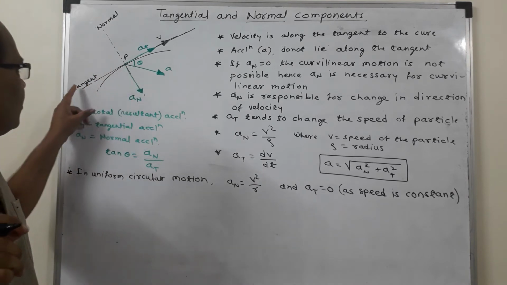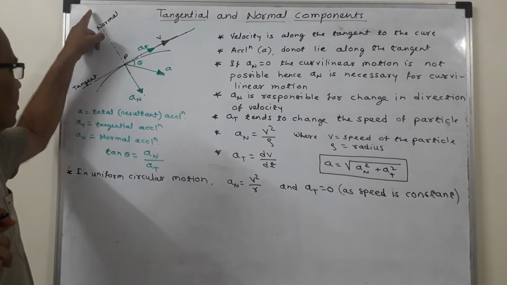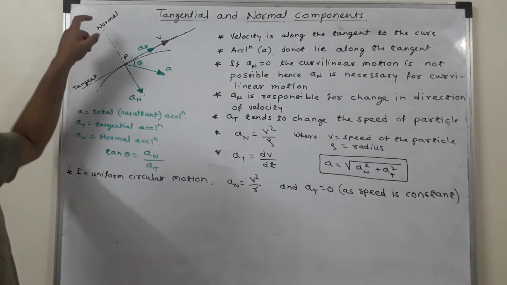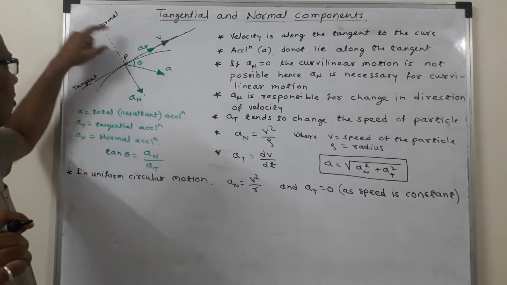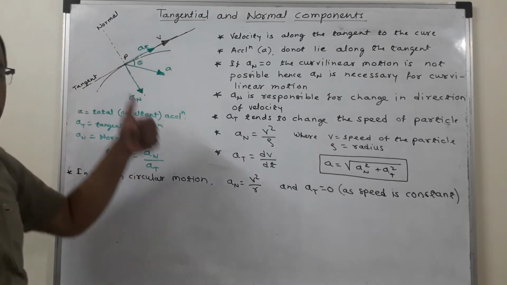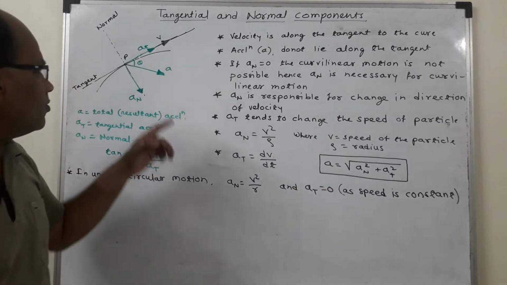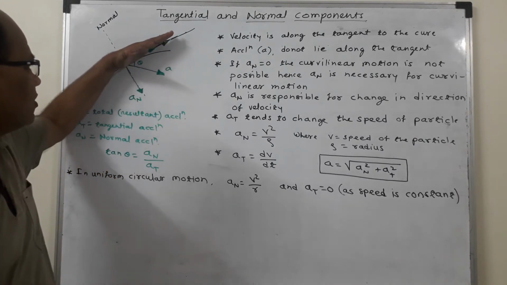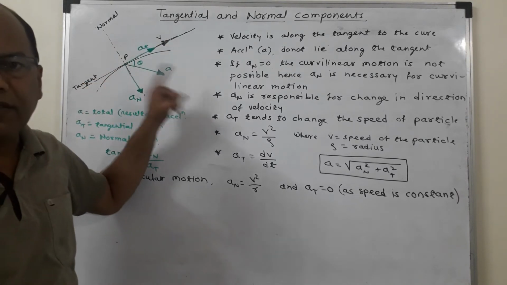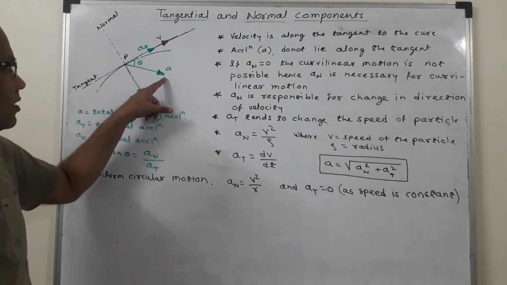Now velocity will be along the tangent, so I have drawn the tangent, and a direction which is perpendicular to the tangent is the normal direction. So velocity is along the tangent and the component of velocity along the normal will be 0. Now the question arises, what about the acceleration? So acceleration is not along the tangent, it may be along any other direction. So let the acceleration be directed along this direction.